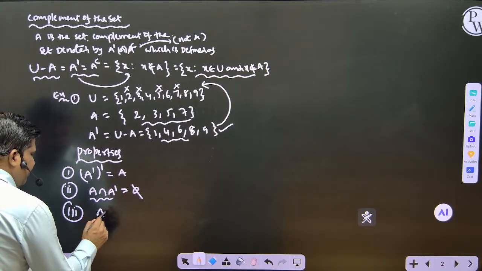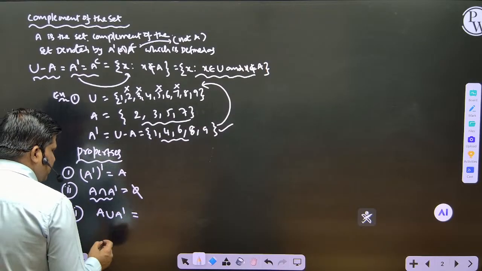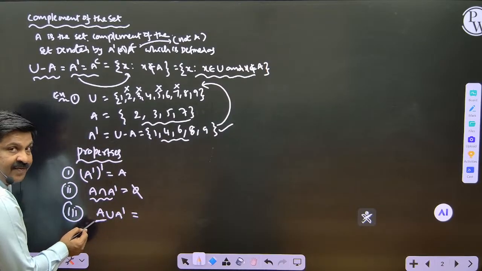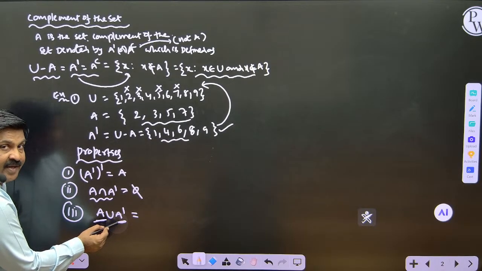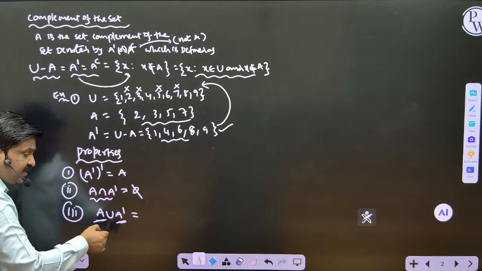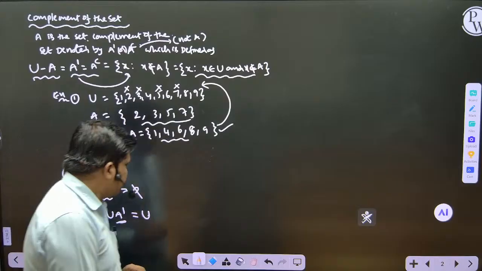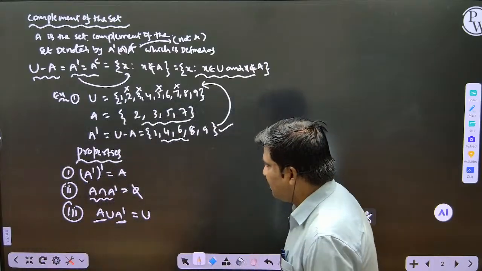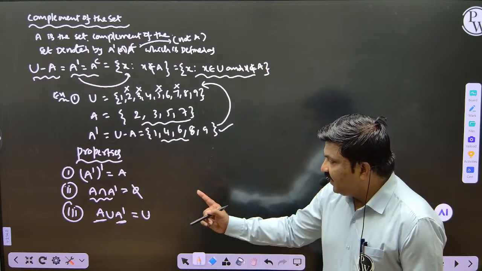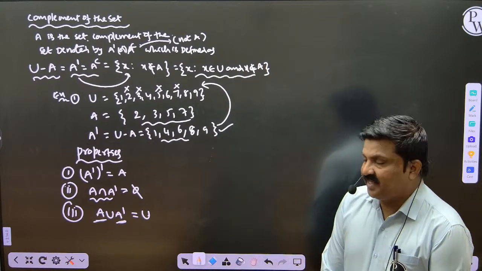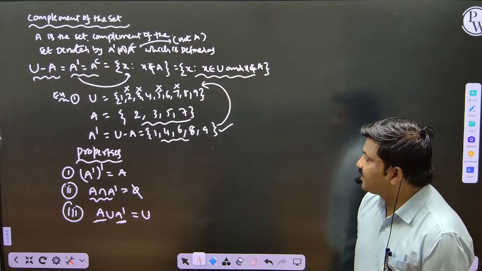So A union A complement. This gives elements of A and this gives not elements of A. Then their union obviously gives the universal set. Their intersection is a null set, but their union is the universal set.